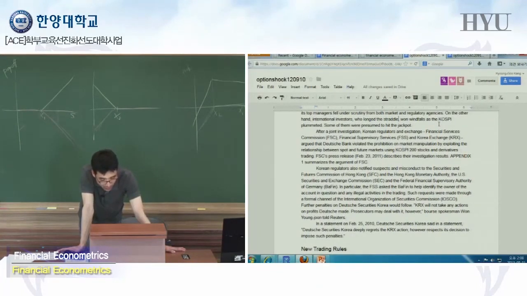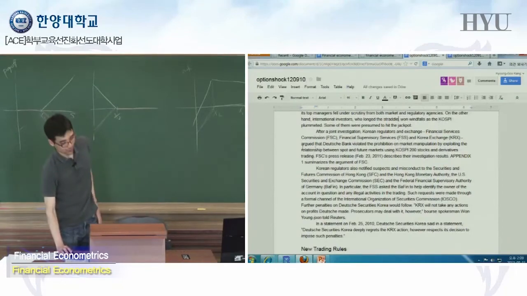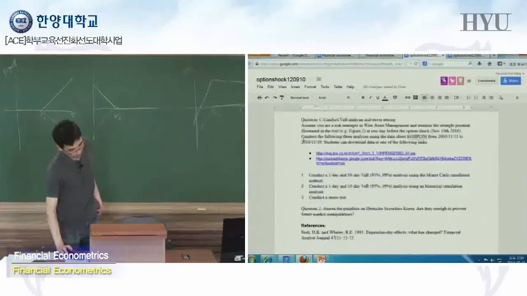KRX will not take any action on the profit Deutsche made. Prosecutors may deal with it, however. KRX spokesman Won Yong-jun told Reuters. Anyway, in a statement of February 25, 2010, Deutsche Securities Korea said it deeply regrets the KRX action, however, respects its decision to impose such penalties. Okay? Let's go to the more numerical investigation of this example.